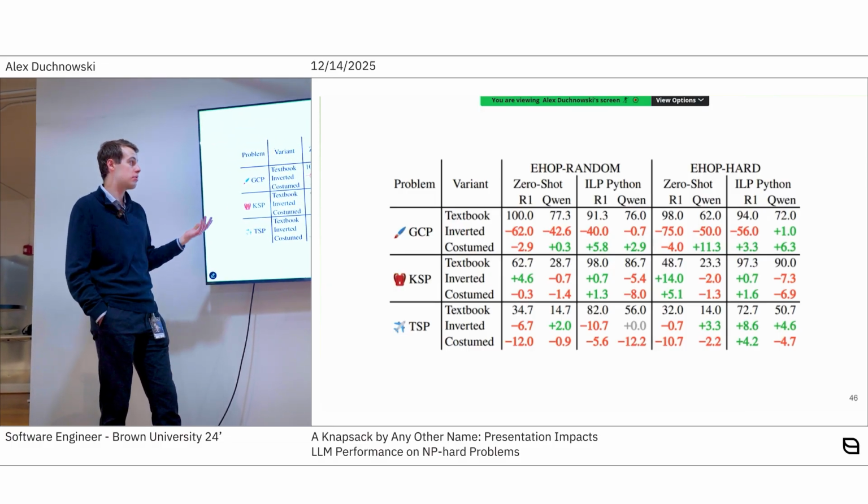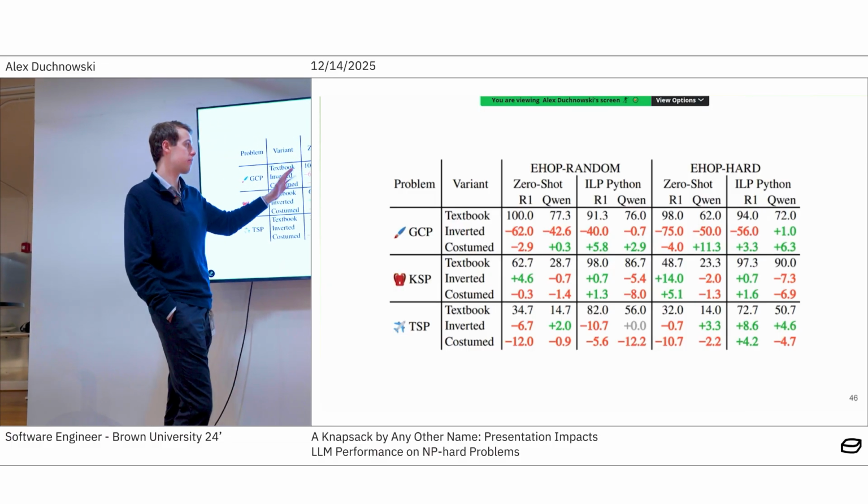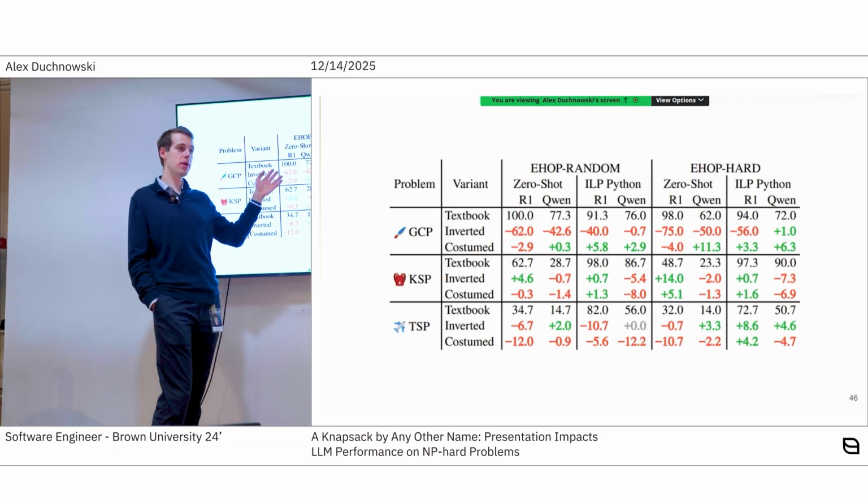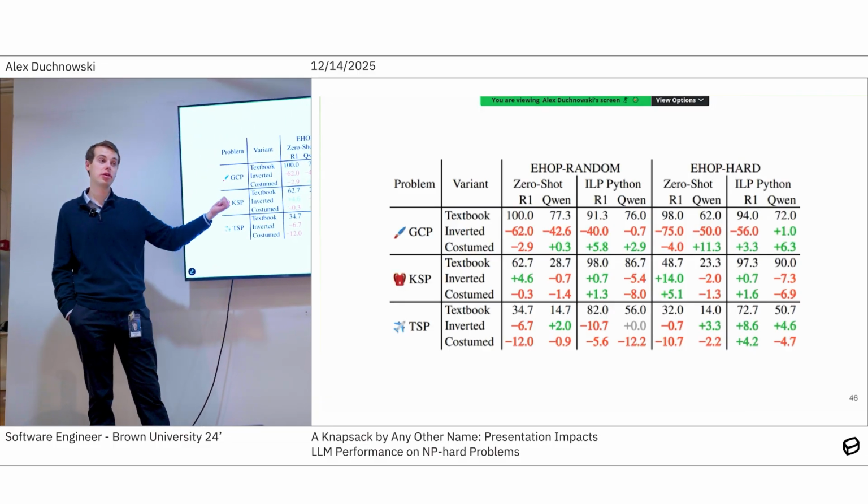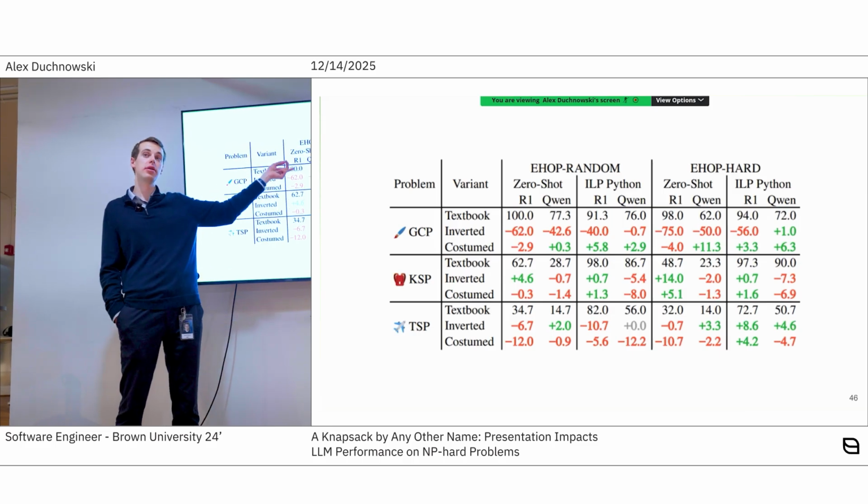Also it's worth noting, I think, that Qwen performs quite well compared to R1. R1 is, I believe, a 450 billion parameter model. Qwen 3, 32 billion, is 32.